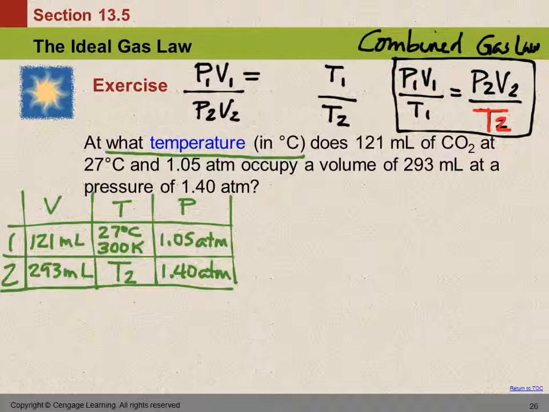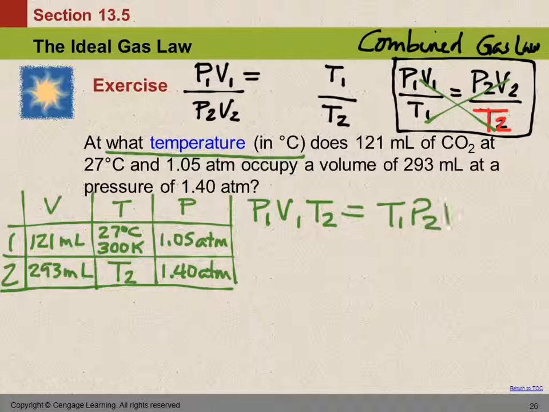But the first thing we need to do is cross multiply to get rid of the fractions, because those tend to mess us up. So when we cross multiply, we get P1 V1 times T2 equals T1 P2 V2. And again, there's other ways to approach this. This is just the way that makes sense for most of the students who are taking this class. So if you have a better way, you go ahead and do it.